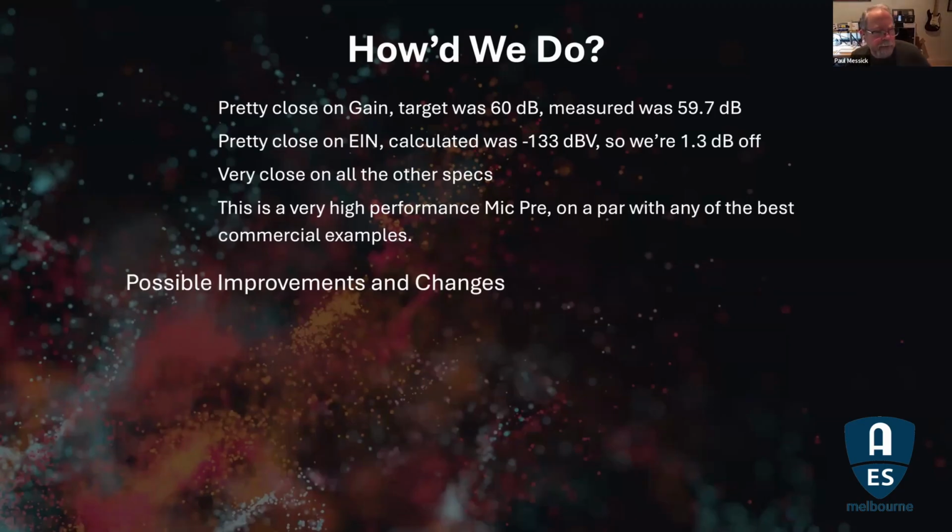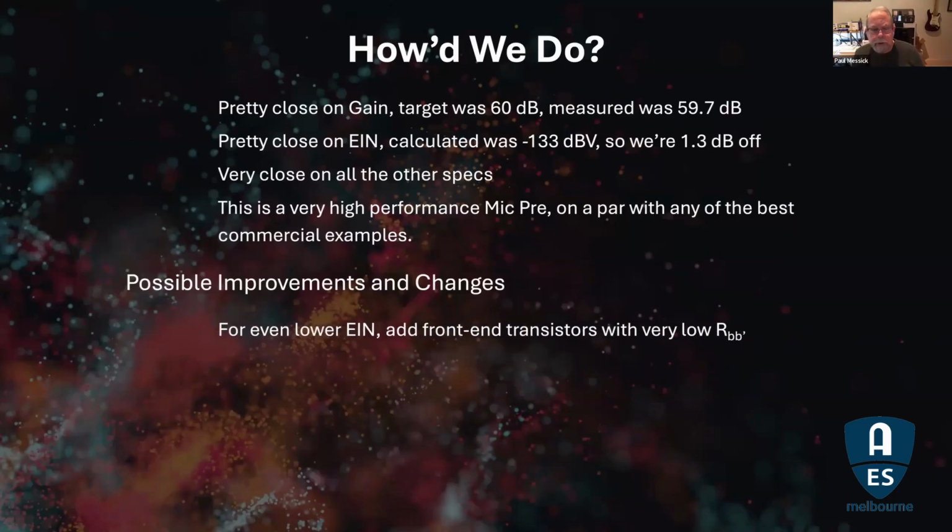Okay, so a few things that we might think about doing to improve this or make changes. The common mic pre has a front end matching pair of transistors. You run a heap of current through them. You get a very low, what's known as base spreading resistance. And you can get EINs. If you recall, I was saying the EIN's about 1.56 on this mic pre. You could drive it below 1 fairly easily that way.